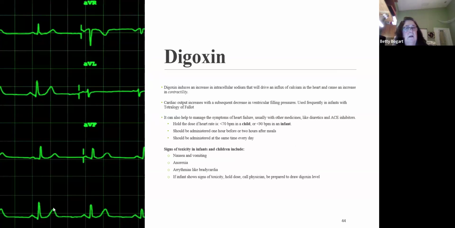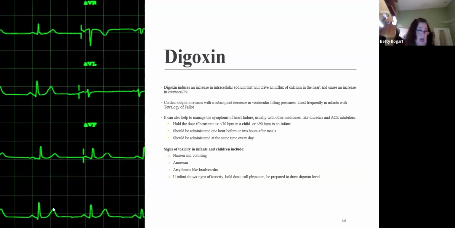do a heartbeat for 1 minute. And they say less than 70 in a child, 90 in an infant, or if something else is said by the physician. It should be given 1 hour before or 2 hours after a meal. That means empty stomach. Same time every day. Remember, if we are in the hospital, you are checking potassium levels. If it's too low, you're not going to give it.